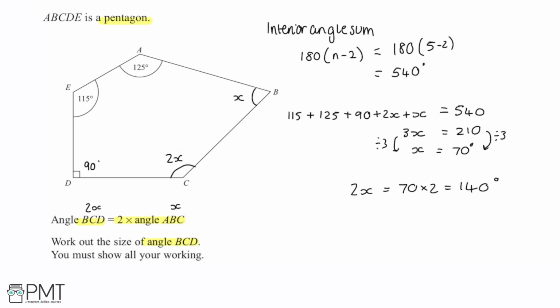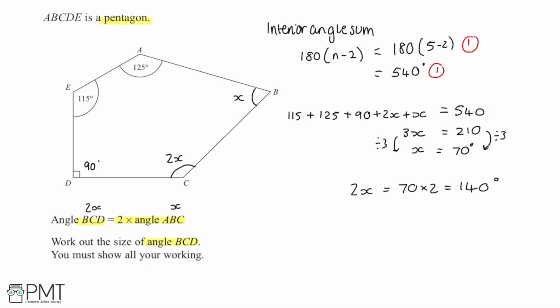Now, as for how each of the marks are awarded here, you would get the first mark for the process to find the interior sum of the angles of a pentagon, so this kind of working out step here. The second mark is for the correct answer of 540. Similarly here, you could use the sum of the exterior angles and work that way round, but I feel like this way is just a bit quicker and easier to get to the final answer.